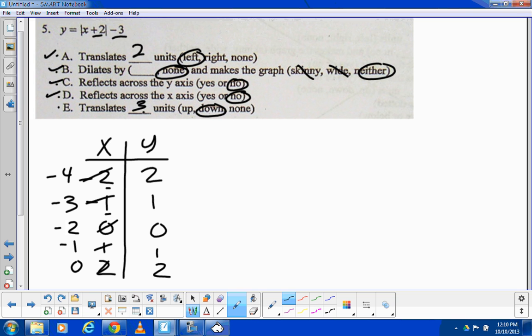Now let's go 3 units down. So we'll take all the y's, and I'm going to subtract 3 here. So 2 minus 3 would be negative 1. 1 minus 3 would be negative 2. 0 minus 3 is negative 3. 1 minus 3 is negative 2. 2 minus 3 is negative 1. Okay, so of course all you have to do now is throw them on the t-table.